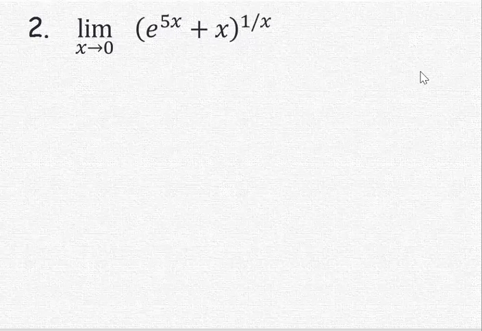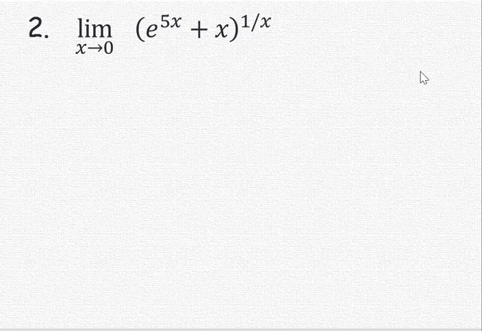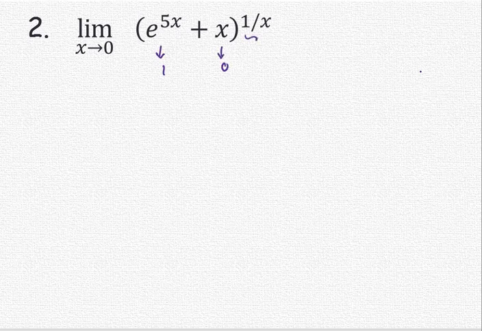In this example, we have the limit as x approaches 0 of the quantity e to the power 5x plus x, raised to the power 1 over x. As x approaches 0, e to the power 5x approaches 1, x approaches 0, and 1 over x approaches infinity. We see the whole expression approaching the value 1 to the power infinity, which is one of the power indeterminate forms.